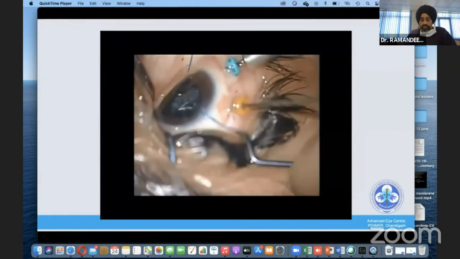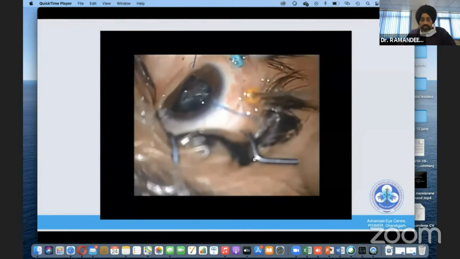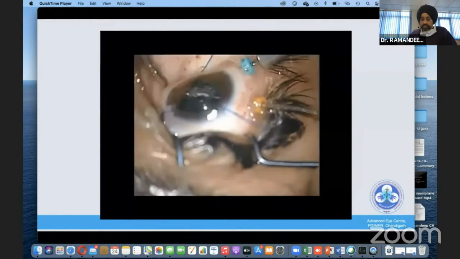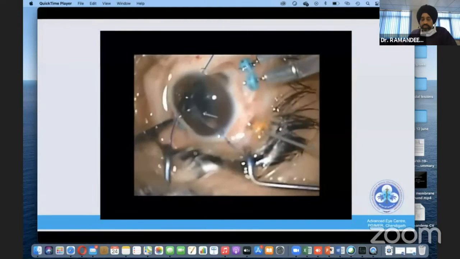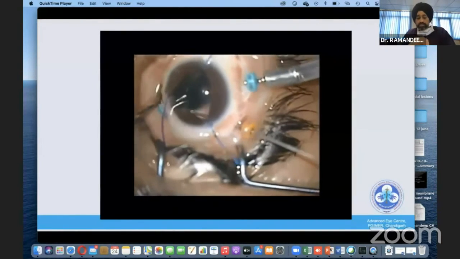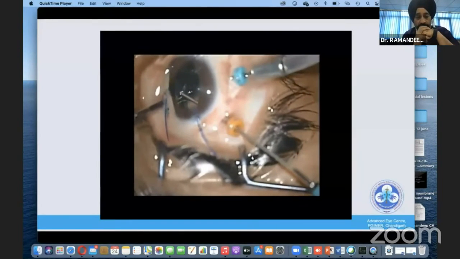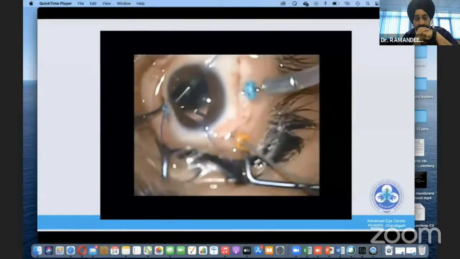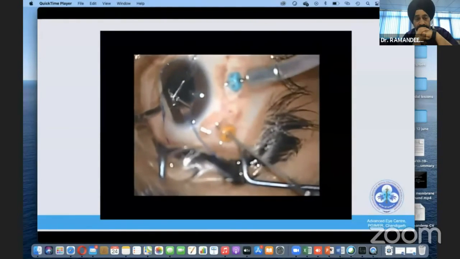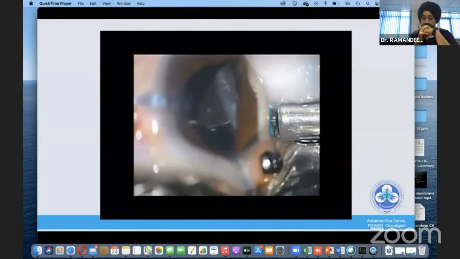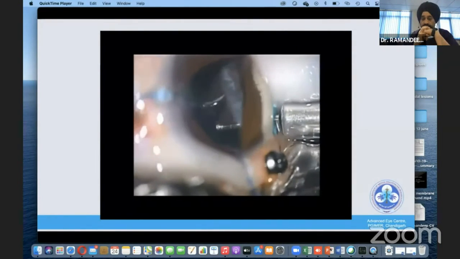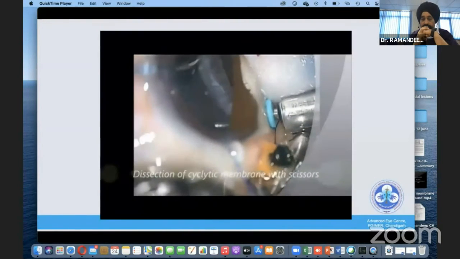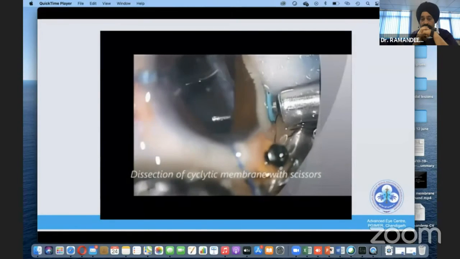Again, I'm using one hand to do depression and the other hand to take care of the cyclitic membrane, cutting with the scissors there. So now in the next step, these fibrous remnants are being removed with the help of a cutter, and we're using a low vacuum and a moderate cutting rate there. See the other area now. On the other side, the membrane is thicker, and the ciliary body fingers are blunted and white in color, showing how atrophy looks clinically.